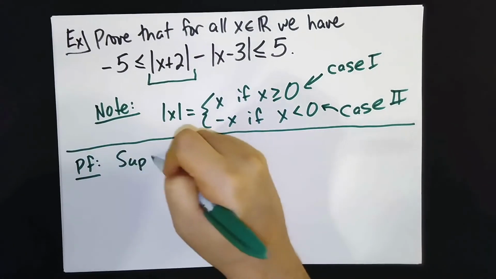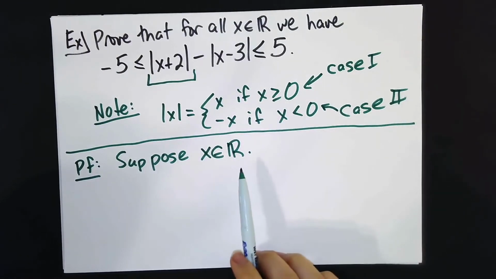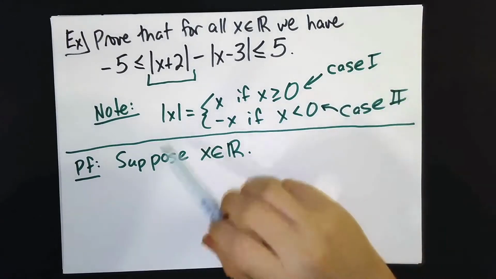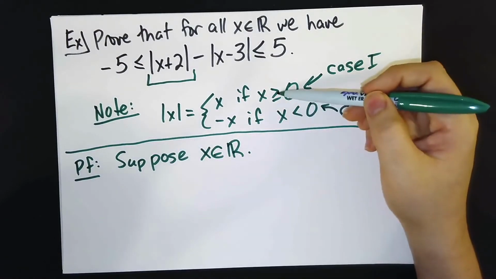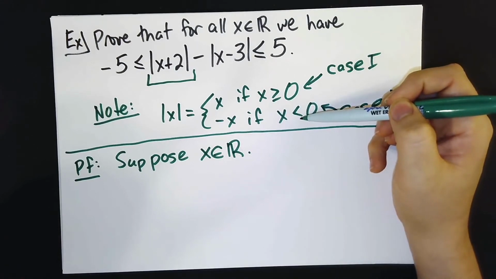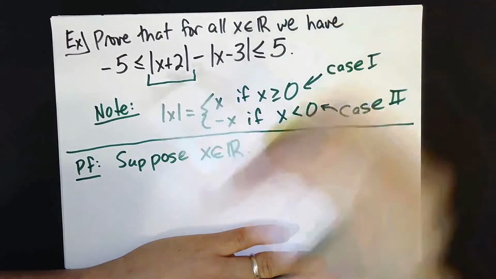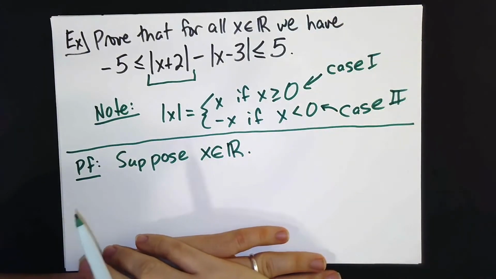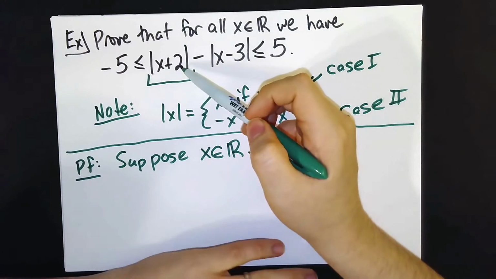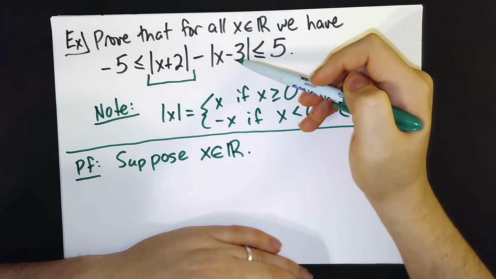So we're going to suppose here that x is a real number. And I need to decide what my cases are going to be. If I was looking at a just regular absolute value, my cases would be whether x was bigger than or equal to 0 or less than 0. But in this problem, I'm actually looking at the absolute value of x plus 2 and the absolute value of x minus 3. So I really need to know if x plus 2 is greater than 0 or less than 0, and whether x minus 3 is greater than 0 or less than 0.